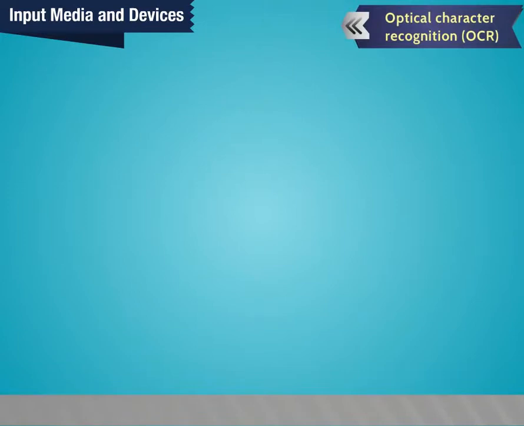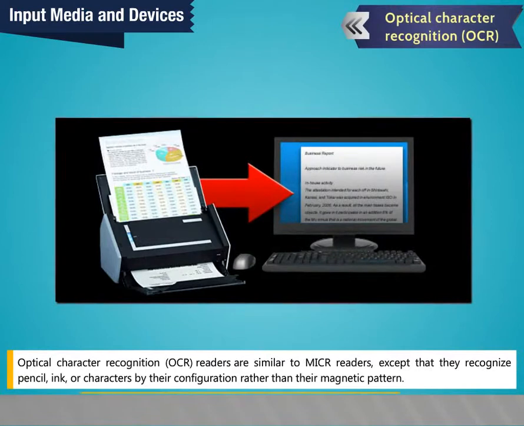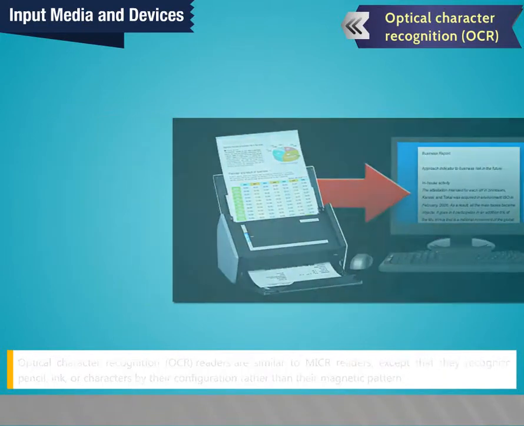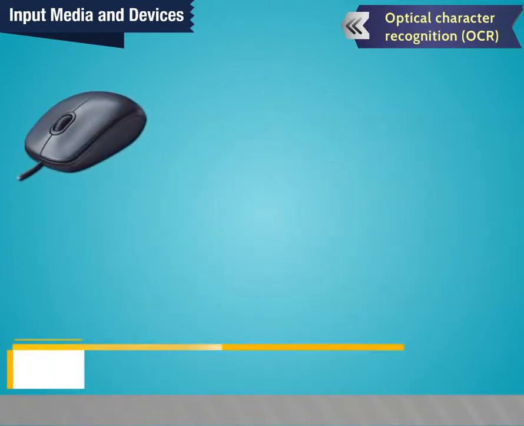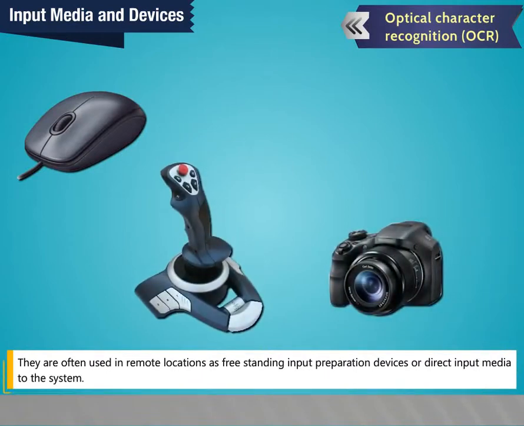Optical character recognition OCR. Optical character recognition OCR readers are similar to MICR readers, except that they recognize pencil, ink, or characters by their configuration rather than their magnetic pattern. They are often used in remote locations as freestanding input preparation devices or direct input media to the system.